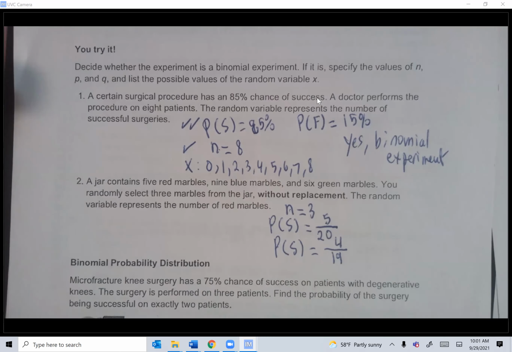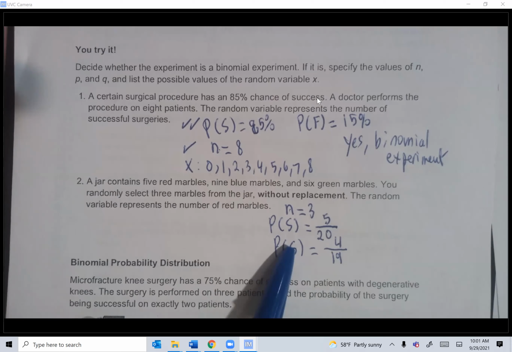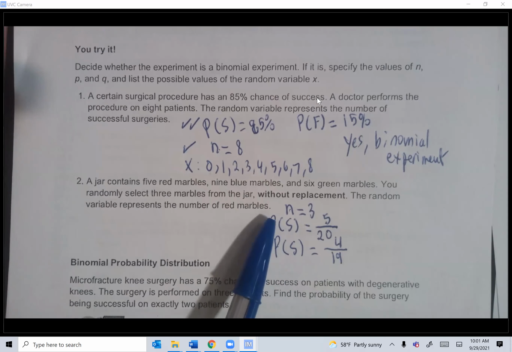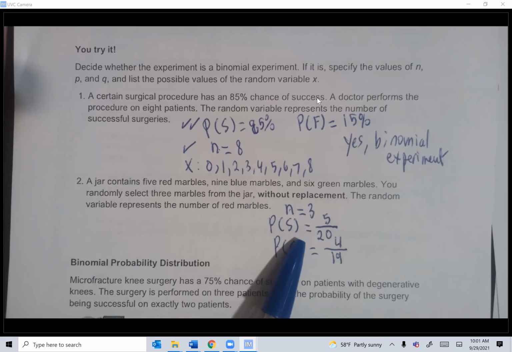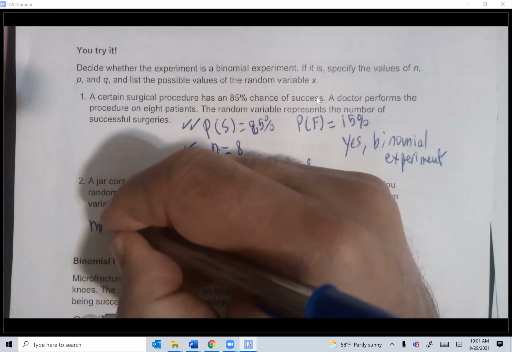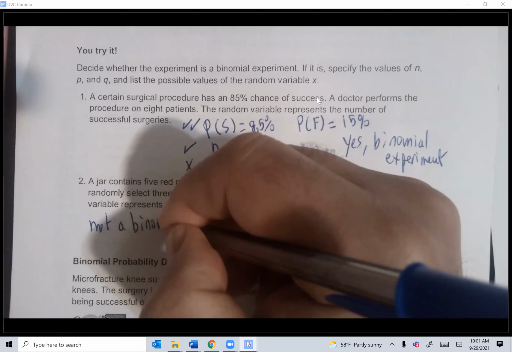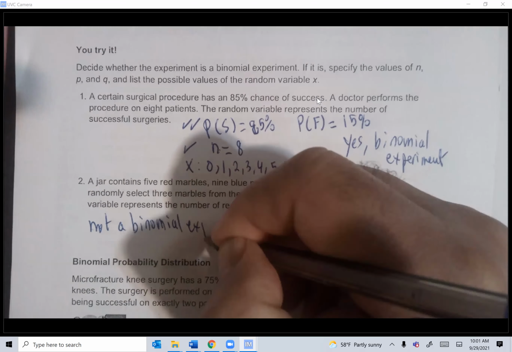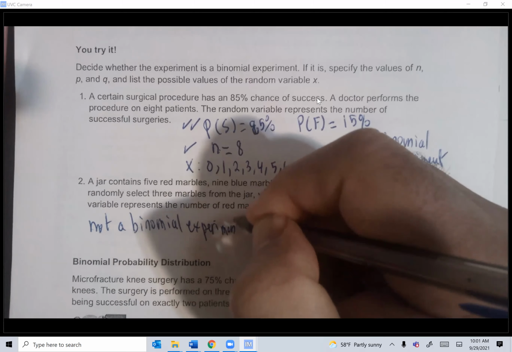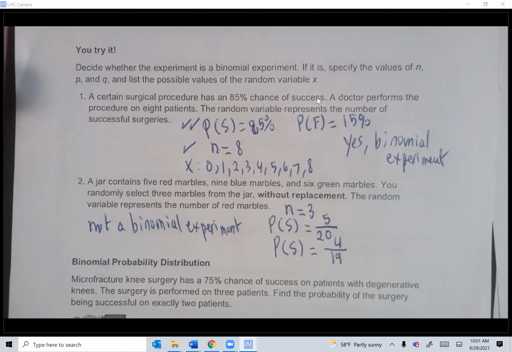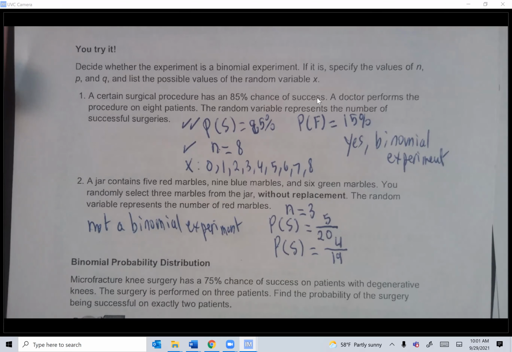In this case, you notice that the probability of success is changing from one trial to another. And when the probability of success changes from one trial to another, it's not a binomial experiment. So anytime you see the words without replacement in any trial, you know that the experiment is not a binomial experiment.